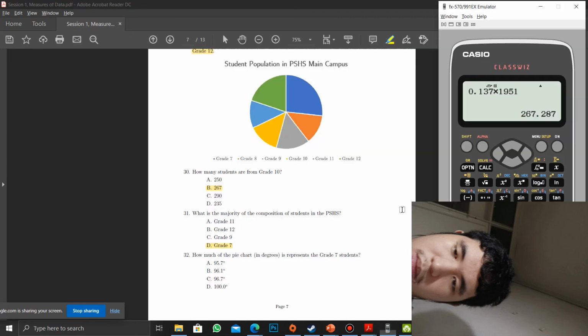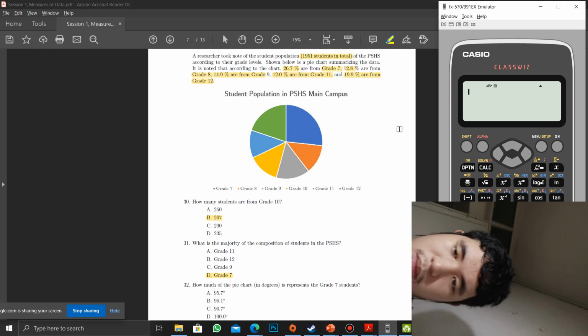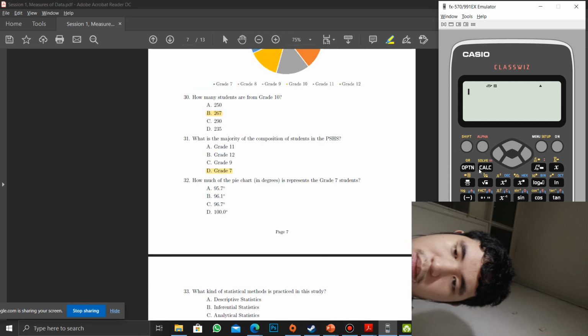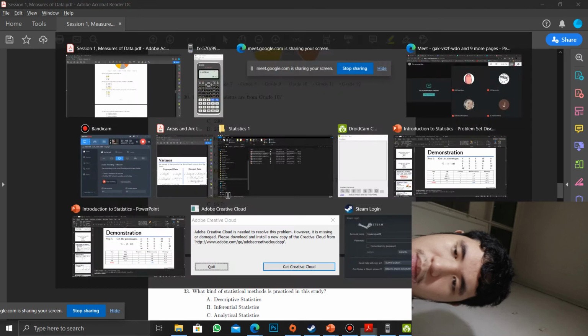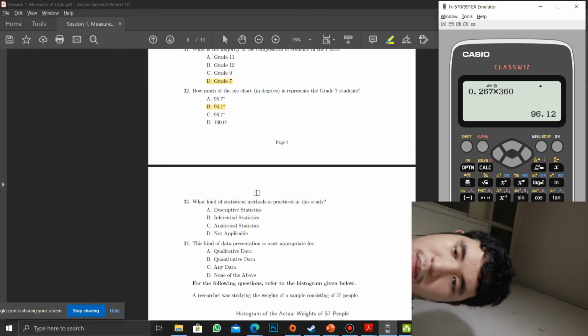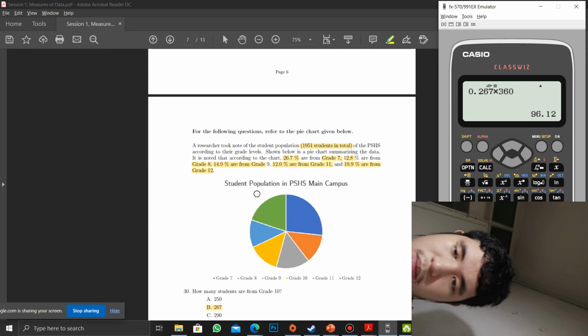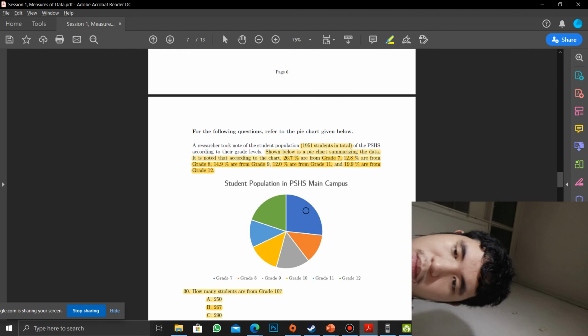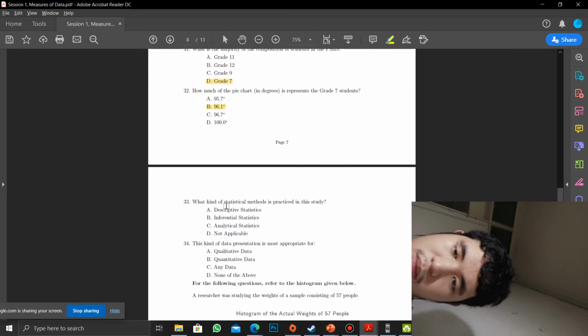How much of the pie chart in degrees represents the grade 7 students? Important yon. So, 26.7% grade 7. So, it means it occupies 26.7% of the pie chart. Multiply that to 360, you get this. This is 96.1 degrees. What kind of statistical methods is practiced in this study? Basahin natin ulit to. Summarizing the data, shown below sa pie chart. Di ba? So, this should be descriptive statistics.